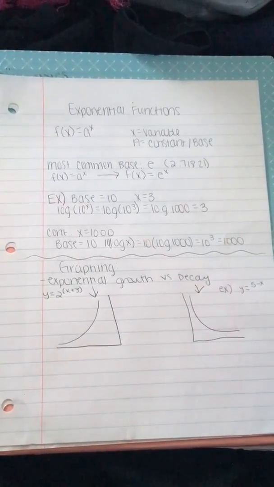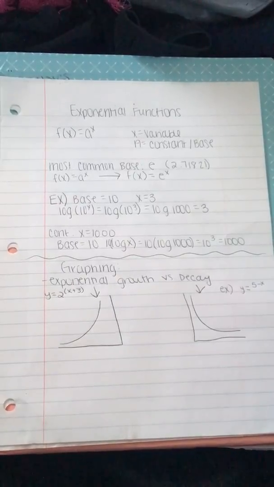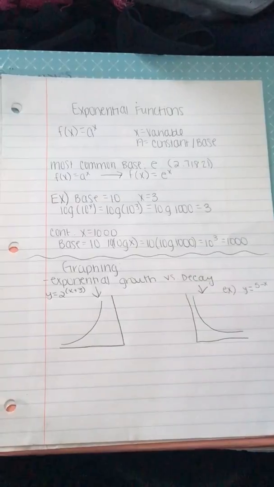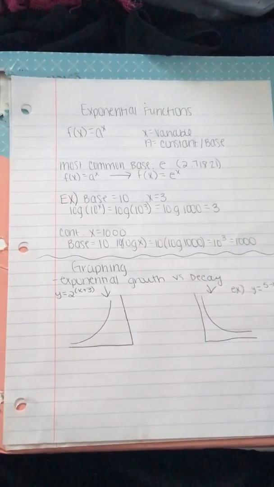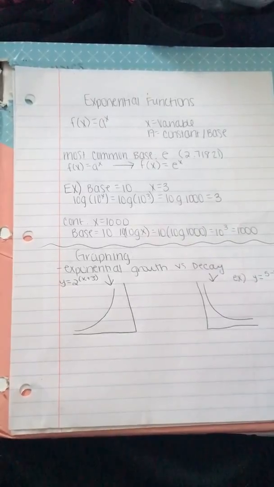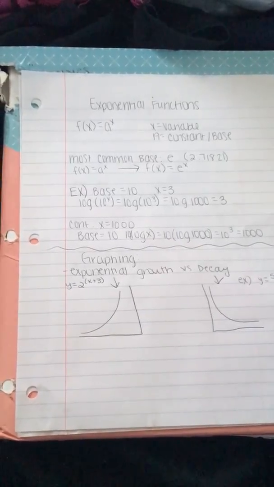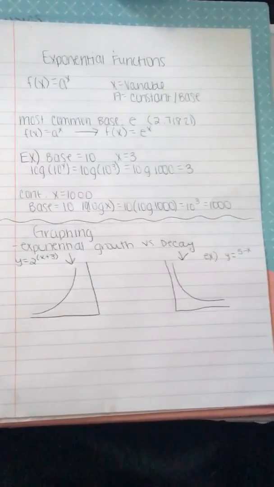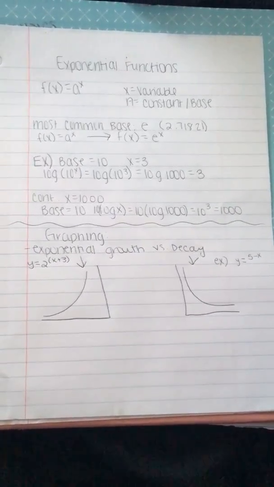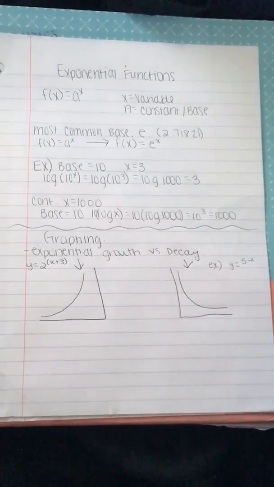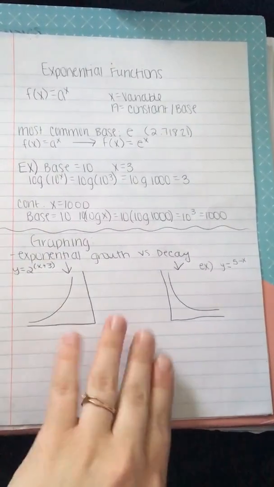So the second step to exponential functions is the graphing portion. As we have on the left, exponential growth versus decay. Exponential growth is when the graph is going up, and an example of this is y equals 2 times x plus 3, and obviously the graph is going up, and for decay, the graph is going down, and the example I chose was y equals 5 minus x, but the negative x is raised.